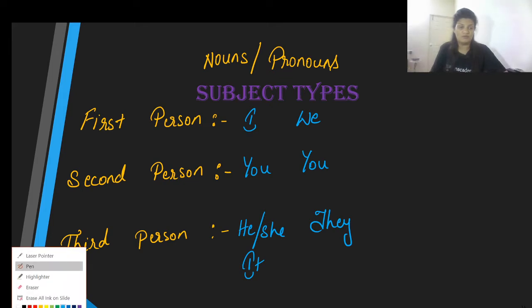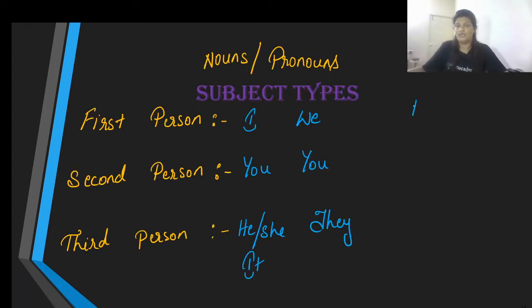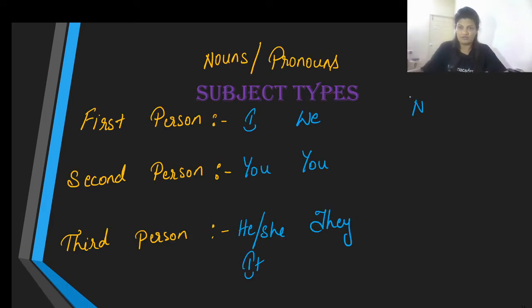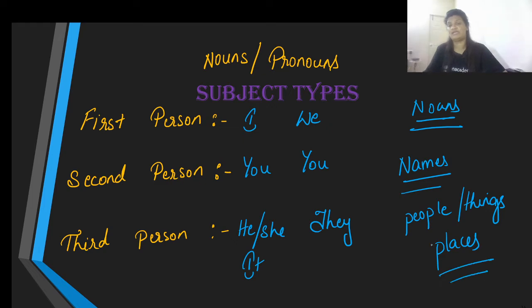Talking about nouns, nouns talk only about... all right, I was supposed to use a different color pen here. Sorry about that. Nouns are nothing but all the names that we have: names of people, names of things, and places. All the names qualify as our subjects, which come under the category of nouns.